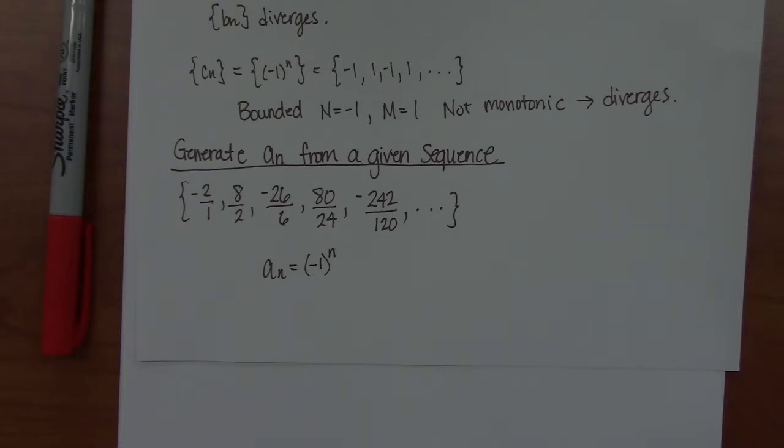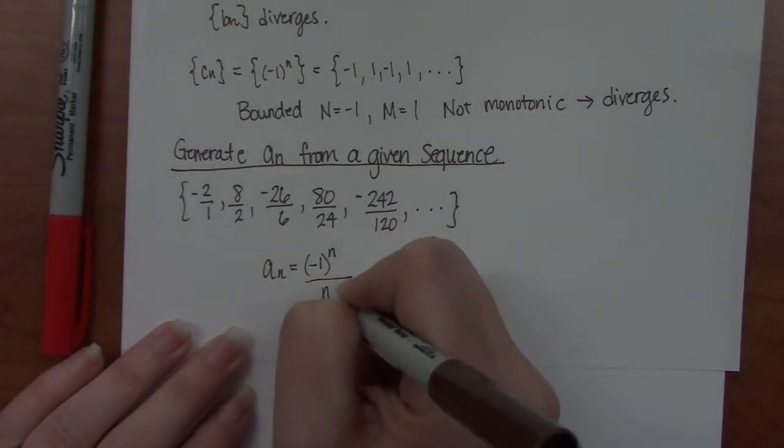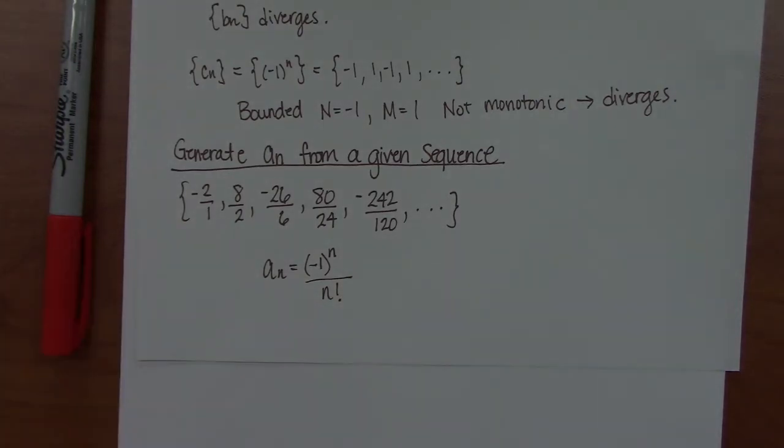The bottom is n factorial. So if we start from 1, we get 1 factorial, 2 factorial, 3 factorial, 4, 5 factorial. So the denominator is n factorial. The numerator's going to be a little tricky. The first two terms look like it might be powers of 2, but then you get to 26, and that kind of shatters that, right?